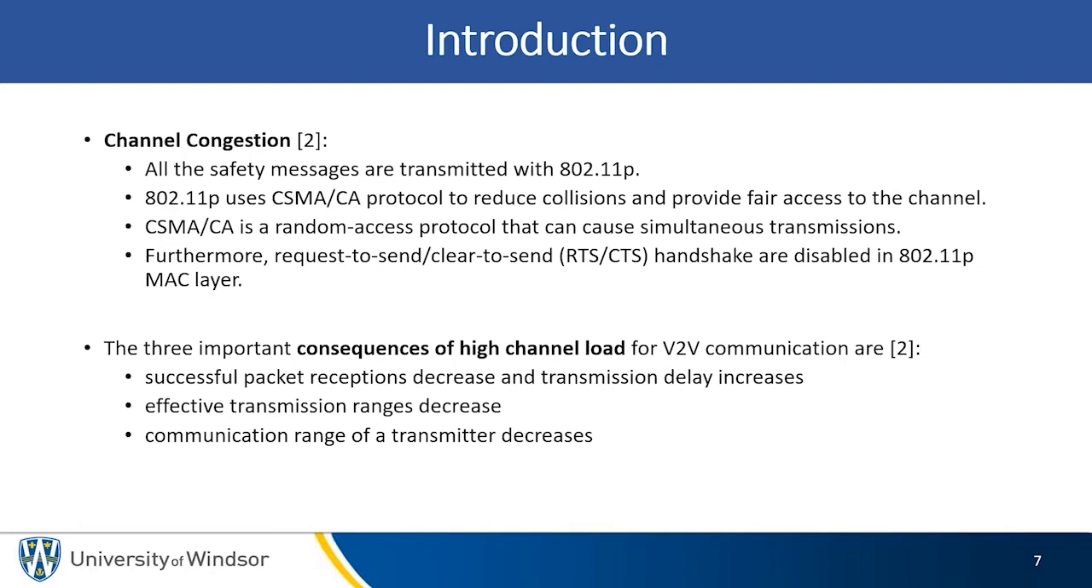The three important consequences of high channel load are: successful packet receptions decrease, and transmission delay increases with increasing message generation rates. Effective transmission range decreases under high channel load conditions. Communication range of a transmitter decreases under interference due to hidden stations or simultaneous sending.